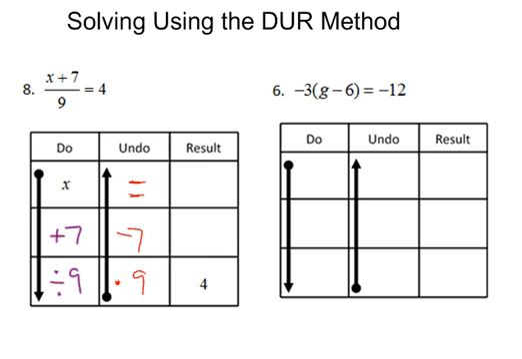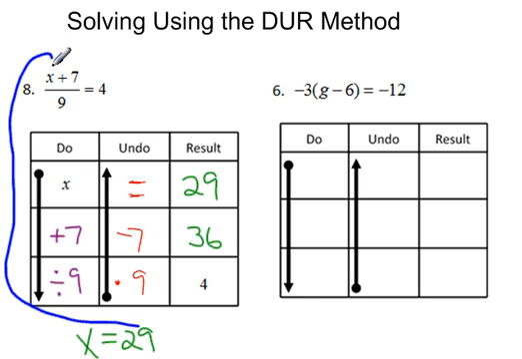Okay? So now then I just execute those steps and say, well, 4 times 9 is 36. And 36 minus 7 is 29. Making the answer to this problem, x equals 29. I like the word answer, so let's replace that with the word solution. This is the solution to the problem because if 29 is then plugged in for x and simplified, you will in fact get a result of 4.